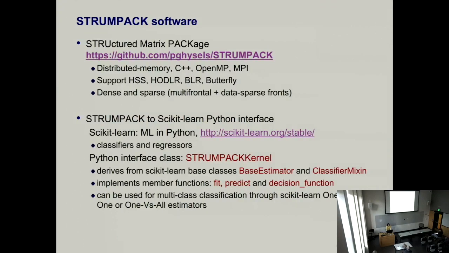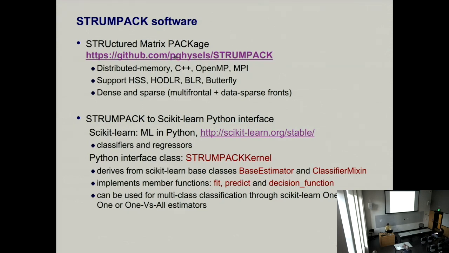Okay. So I'll talk a little bit about the software. I use this machine learning application as motivation, but in fact, this structured matrix package, we started developing about 7-8 years ago. The traditional motivation came from solving PDEs and integral equations, so for simulation modeling. So it's not for machine learning, but very pleasantly we discovered that machine learning applications can benefit also.